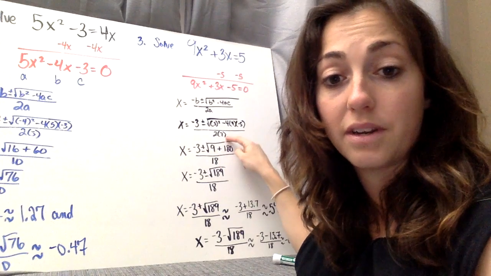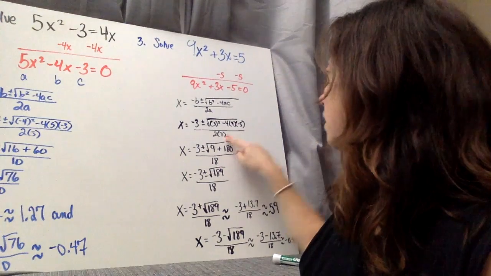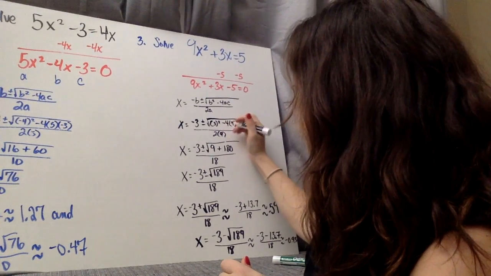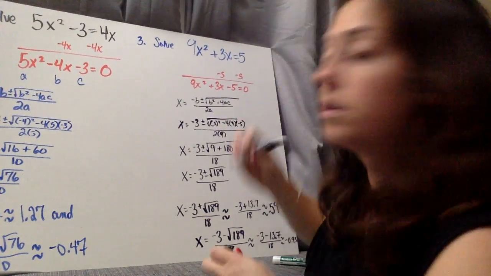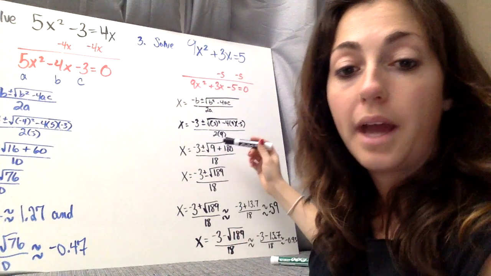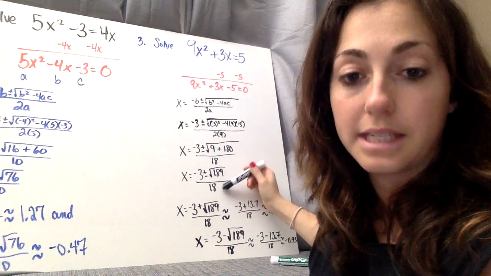Kind of looks like a 7 right here. That's a 9. Let's fix it. Super important. Pay attention, not while you're writing. So anyway, we have 2 times 9 is 18, and that's 18 in our denominator.